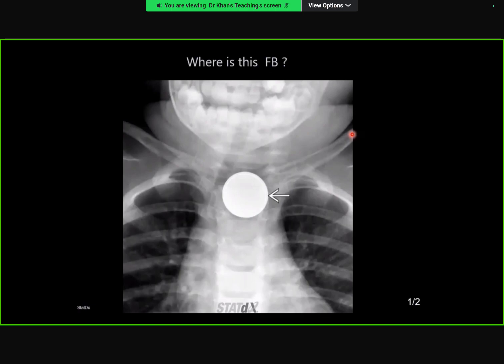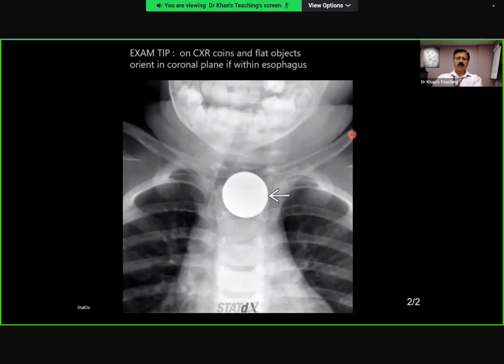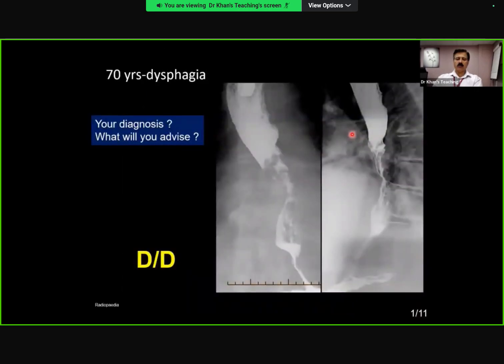This is in the esophagus because I can see the round projection in the AP film. Right. Take home point: on a chest X-ray, a coin or a flat object orients in a coronal plane if it is in the esophagus. So that is pathognomonic of a foreign body in the esophagus.